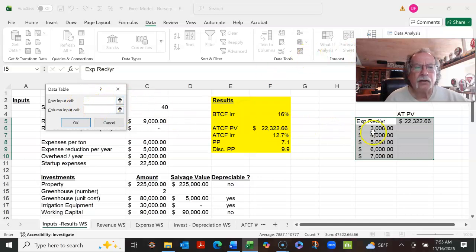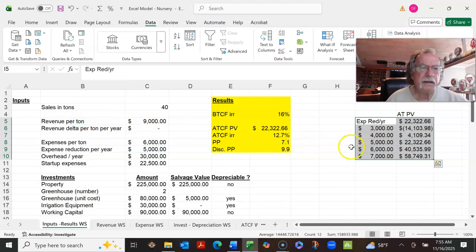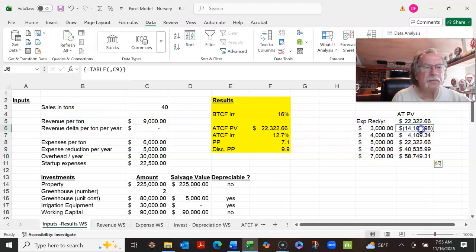And our column input cell, now we don't have a row input cell, this is a one-way data table. Our column input cell is where we highlight the number we're testing. We click OK. And what this does is it populates the present value at these various values of whichever variable you're testing. And the reason I have the $5,000 in there is because that's our base case. And I just want to do a sanity check. Those numbers need to be the same.